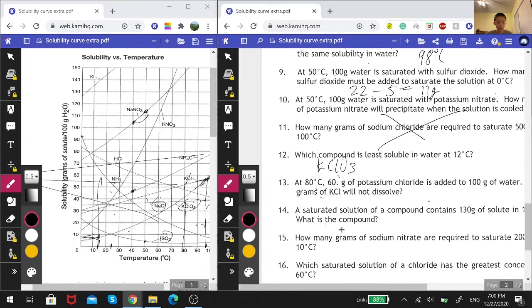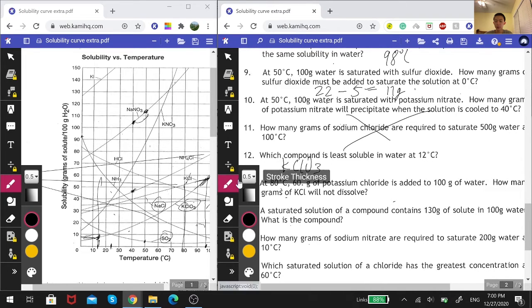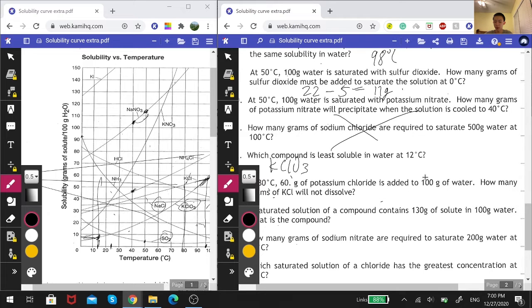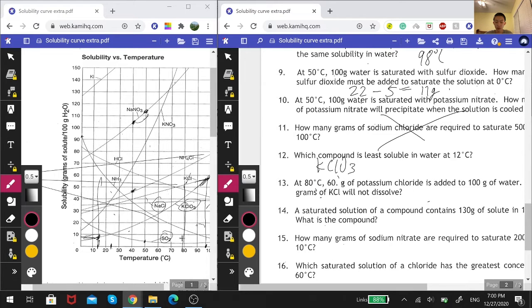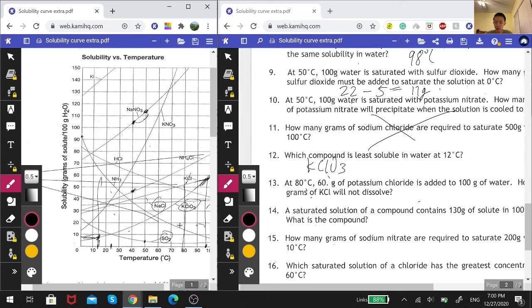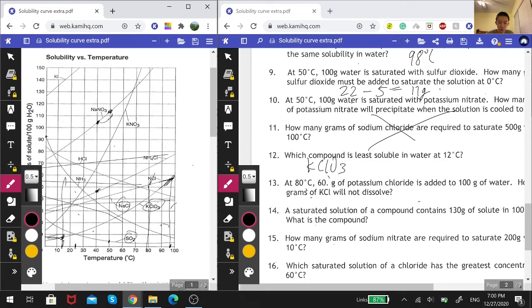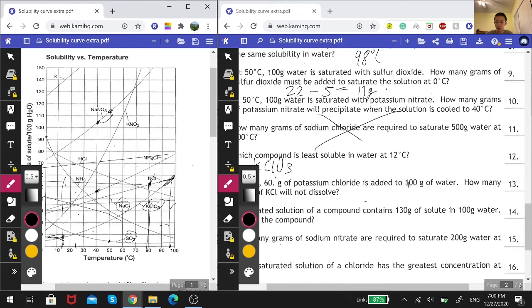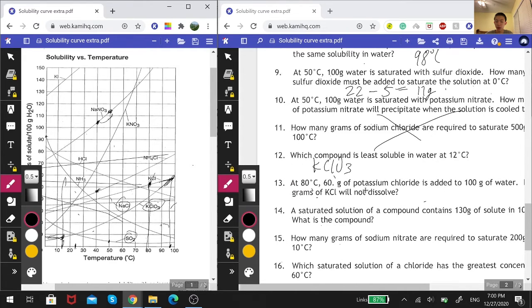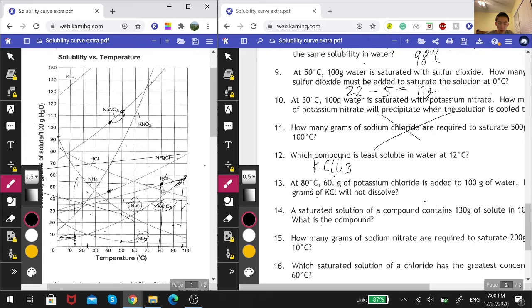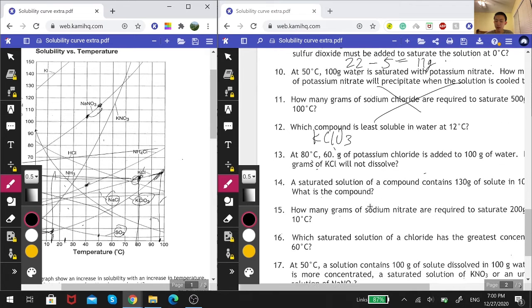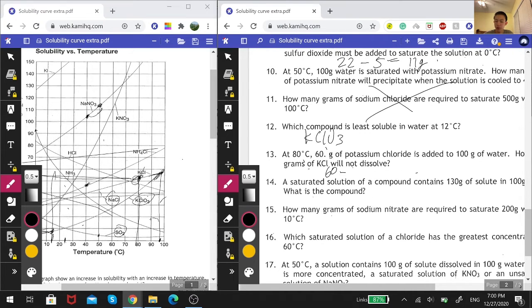And number 13. At 80 degrees, 60 grams of potassium chloride is added to 100 grams of water. So at 80 degrees, we have 60 grams of KCl added. How many grams will not dissolve? KCl at this point is approximately 52. So at 80 degrees, only 52 of the 60 will dissolve. So how many will not dissolve? 8 grams.